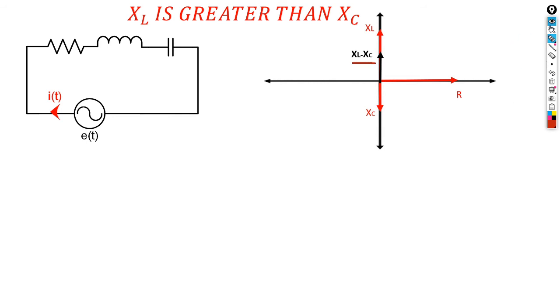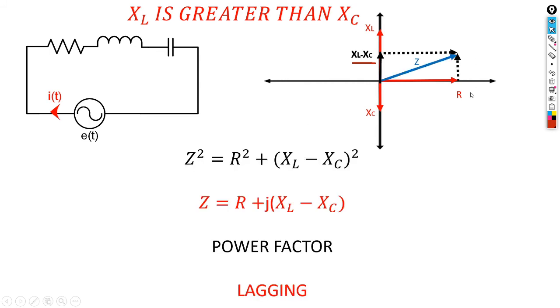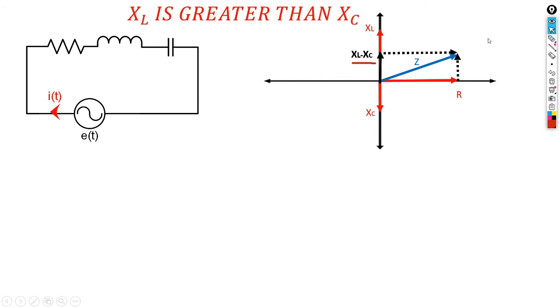So if you apply the vector method to calculate the total impedance, we are going to have this as our total impedance. Then you pick one of the triangles and you apply your Pythagoras.